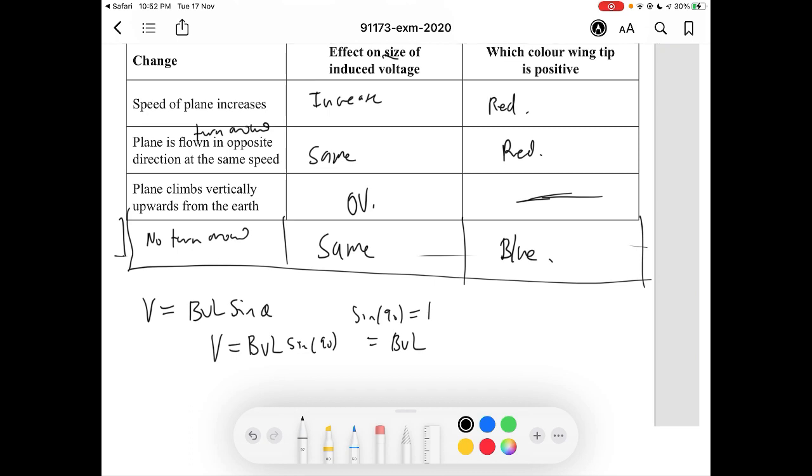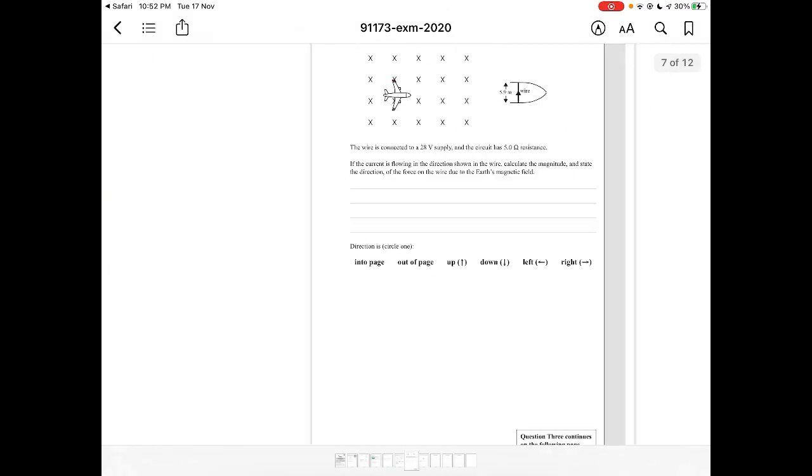But if the plane is flying parallel to the magnetic field lines, it's V equals BVL sine of 0. Sine of 0 is 0, therefore there's no voltage induced, because there's no component of the velocity that is perpendicular to the magnetic field lines. So in this case, it's no voltage induced.